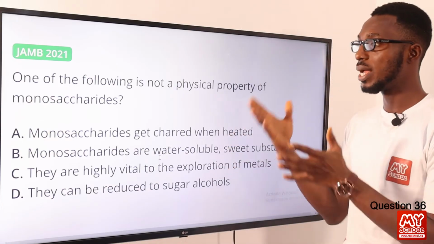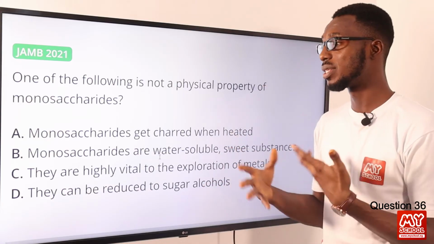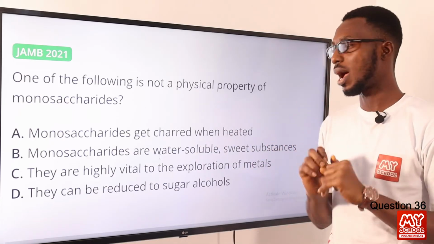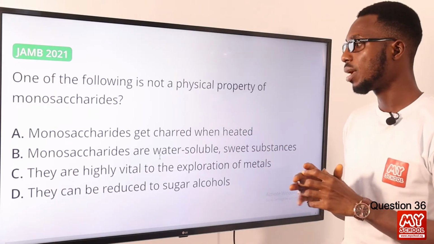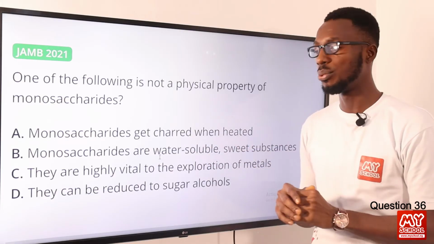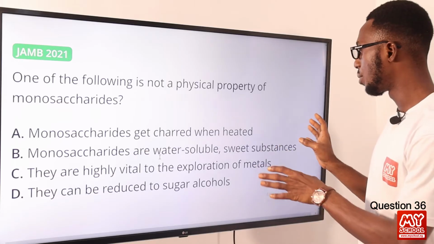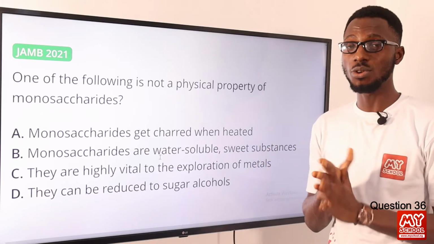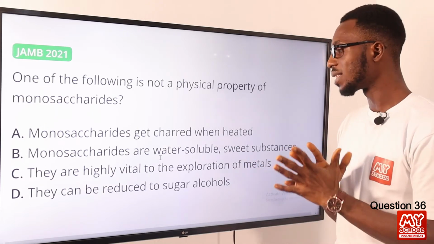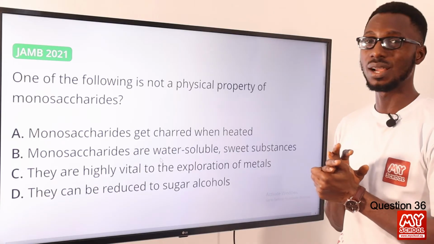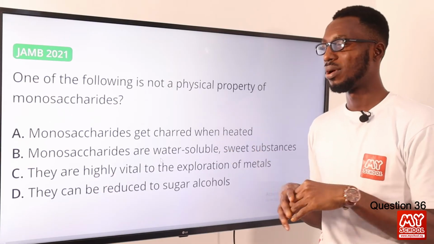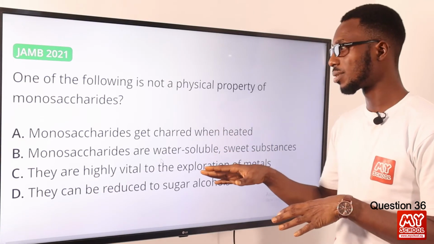We know that when monosaccharides like glucose are dehydrated using conc H2SO4, what you will get is a char, something like pure carbon. So this is good to go. Option B, monosaccharides are water soluble and they are sweet substances. That is very correct. Glucose is water soluble as well, and the sweetness in wine is actually due to the presence of glucose. Then we have C, they are highly vital to exploration of metals. I quite disagree. When you talk about exploration of metals, maybe you need reducing agents, maybe like coke. You're talking about carbon or the like, not monosaccharides.